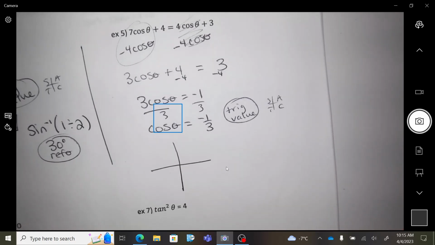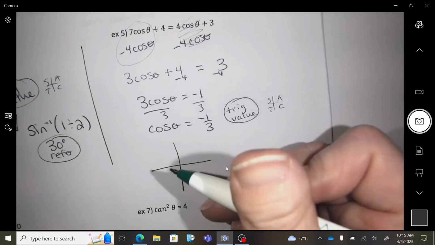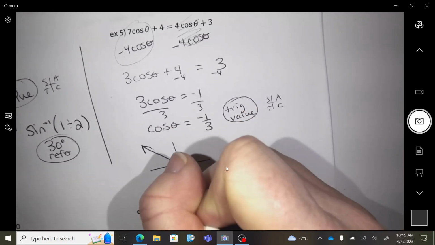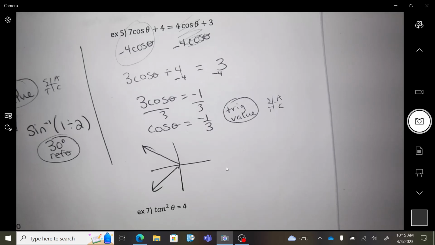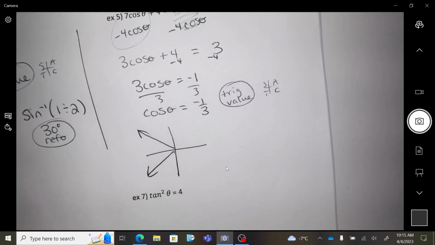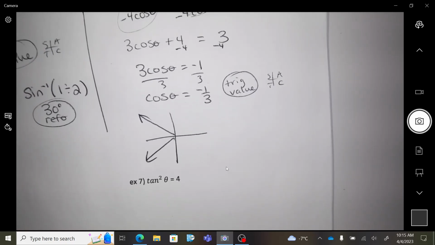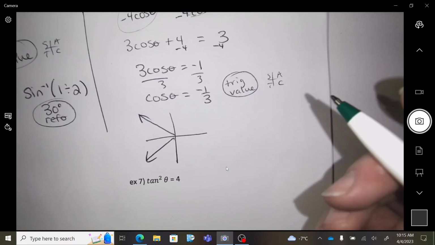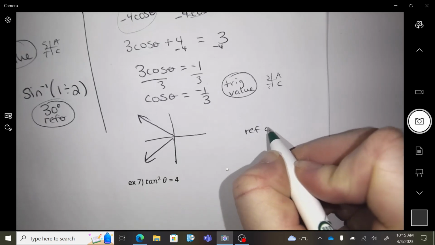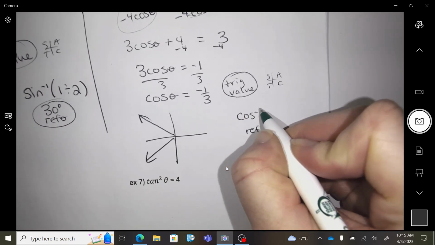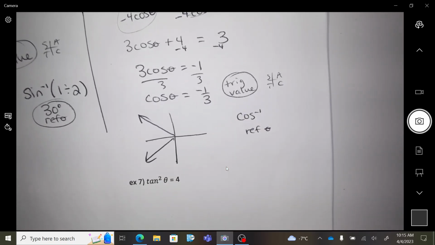Next, ASTC. Where could my angle end up? It has a cos negative trig value. The left side. The left. 2 and 3. Okay, so trig value, ASTC. Reference is the next. I need a reference angle. So that means I'm going to inverse to get a reference angle. That's my next step.